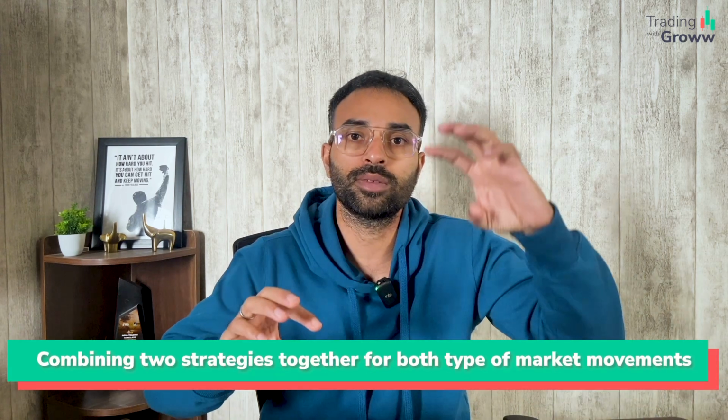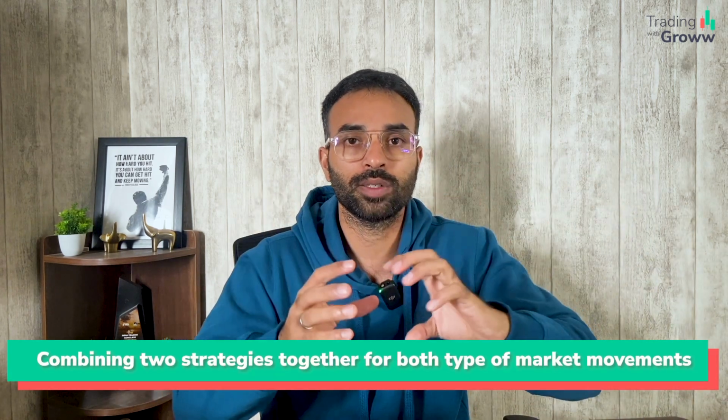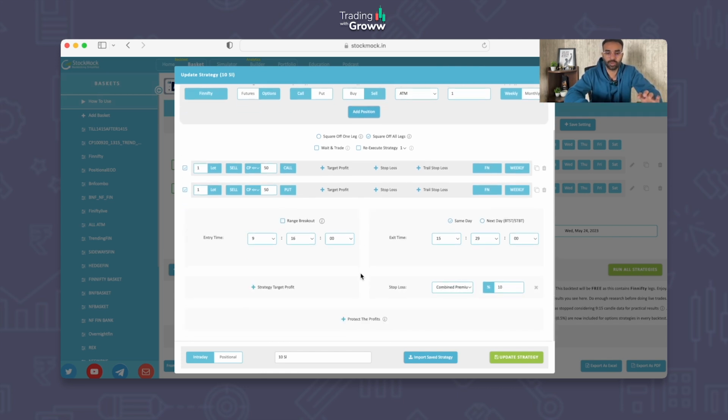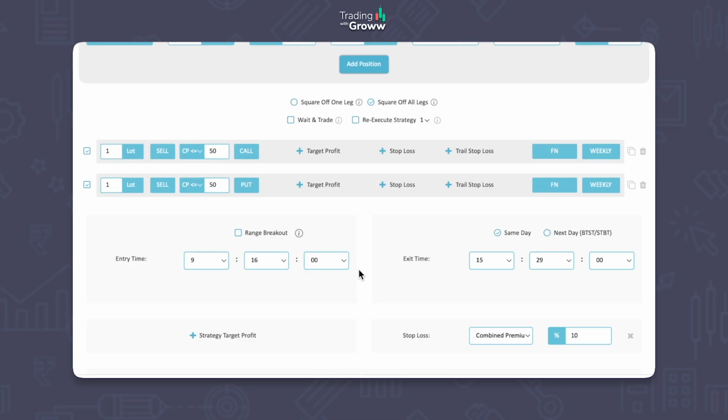We are going to mix both strategy 1 and strategy 2 together, so that it gives you overall profits on both kinds of market movements. So here are the rules of the strategy. Strategy 1 and strategy 2 are similar. The only difference is the stop loss percentage. In strategy 1 we are using a 50% combined premium stop loss. Here we are using only a 10% combined premium stop loss.